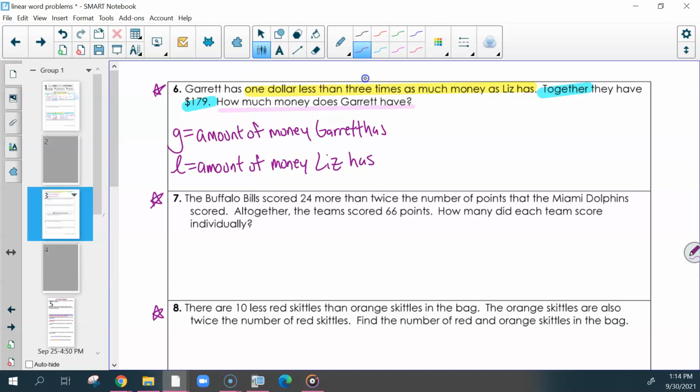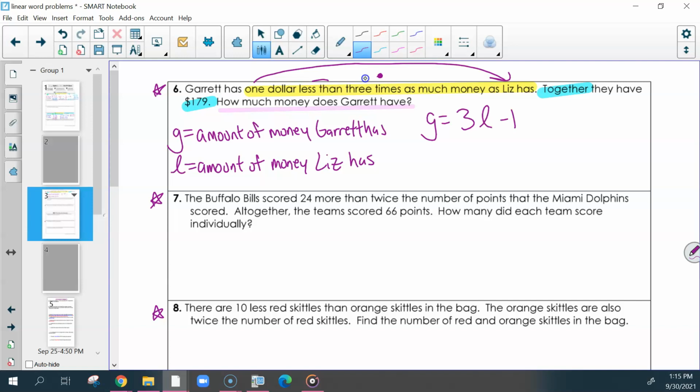Okay. So now, going back to the problem, Garrett has $1 less than, that means subtraction, 3 times, we're going to multiply. So $1 less than is that turnaround phrase, so 1 has to go at the end. So let's start this process. Garrett has $1 less than, so we know we're going to subtract 1. 3 times as much money as Liz has. We don't know how much money Liz has, but we know it's a variable L, and we can multiply that by 3.